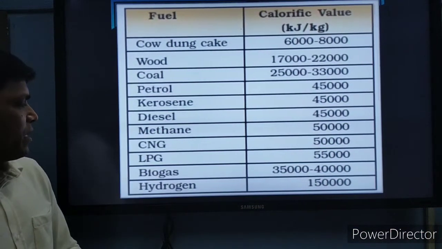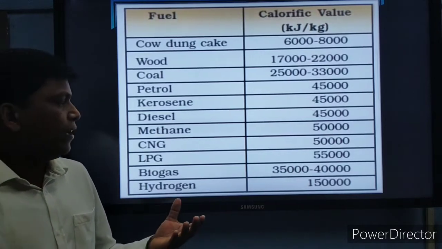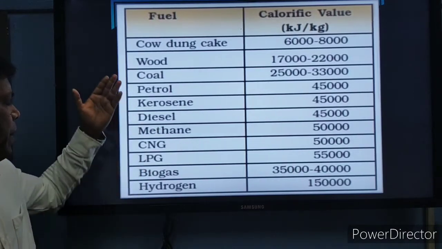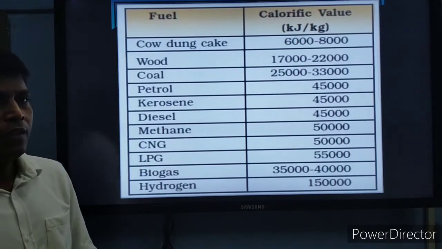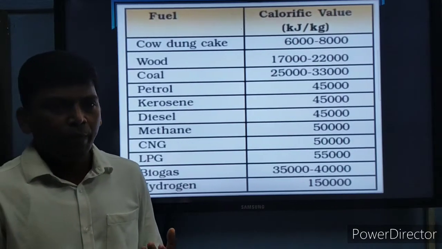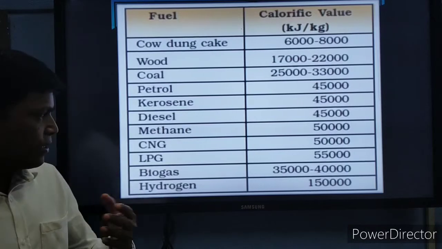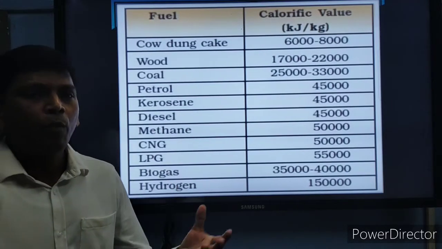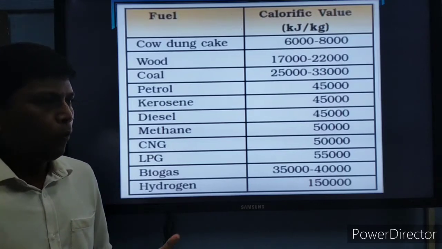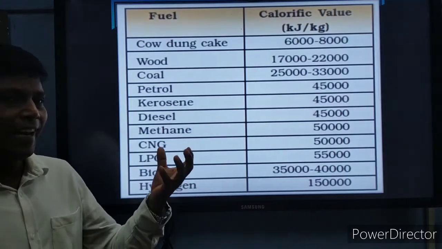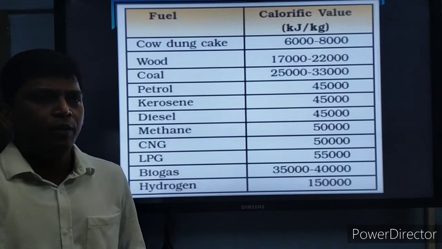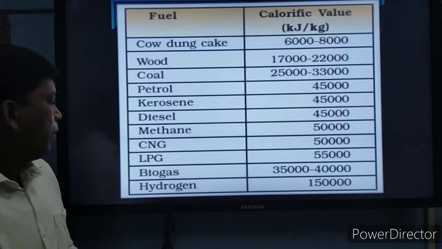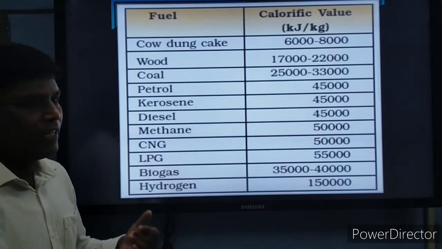And you see LPG, its calorific value is 55,000 kilojoule per kg. Just compare wood and LPG. Which calorific value is higher? It is LPG only. That's why we should promote the use of LPG at home, because wood's calorific value is also very less and it produces a lot of harmful gases. That's why we should come forward to use LPG or CNG.